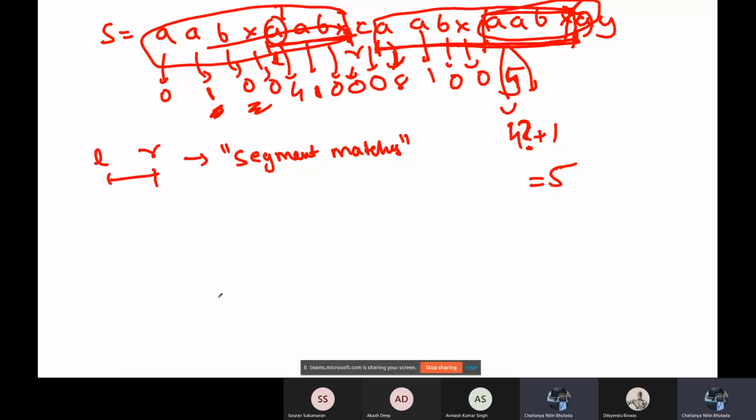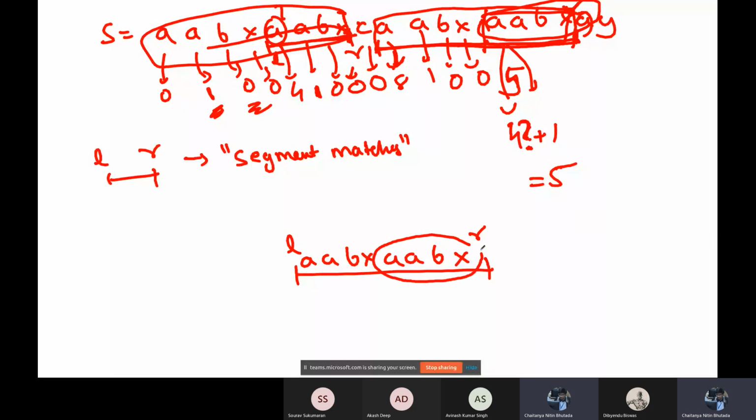Suppose we calculate the segment match L to R. In this case it was AABX AABX, and here the value is 4, so we know all of this matches. So we have to check the next character if it matches this and this. So here the value will be 5, like 4 plus 1, 5.